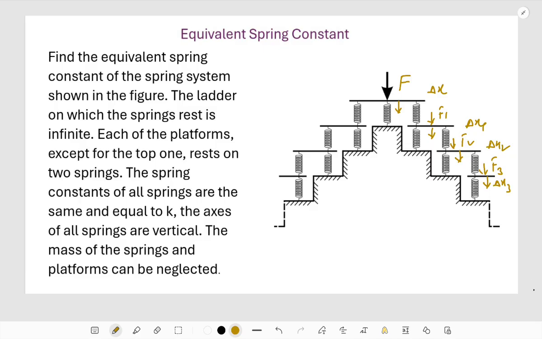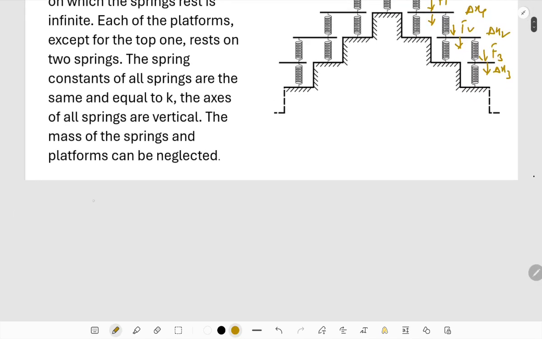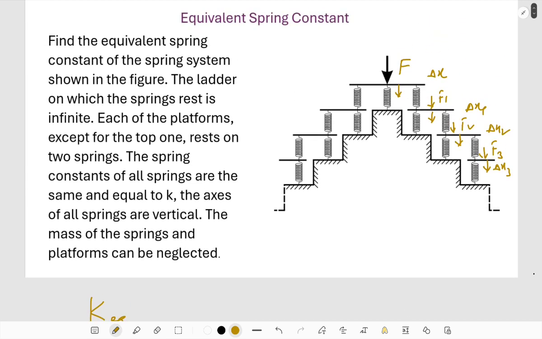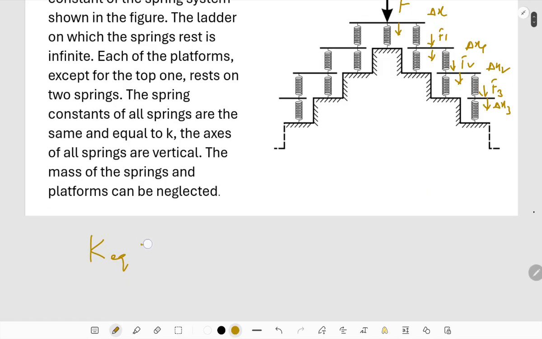Then from the condition of equilibrium of the upper platform, that means the sum of the forces acting on it is equal to 0, we can find the equivalent spring. Let the equivalent spring constant be K equivalent. Then its value can be written simply as F upon delta x.